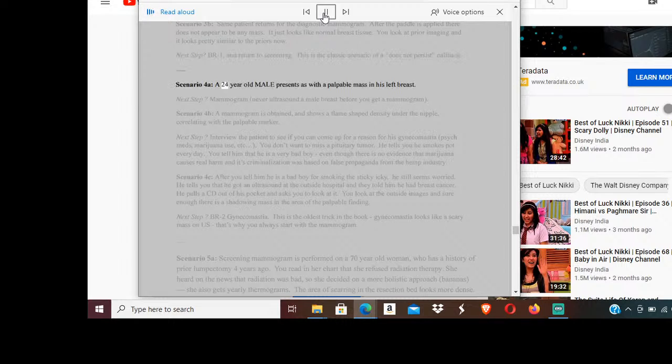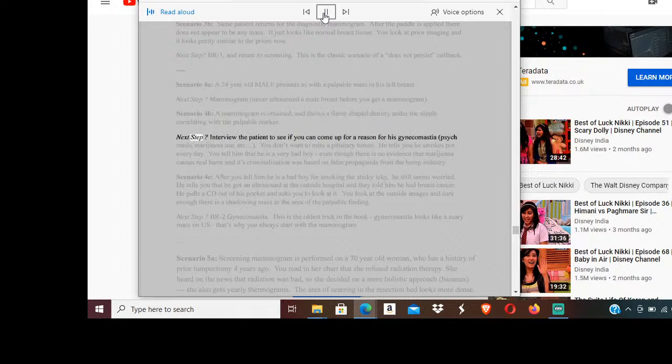Scenario 4A. A 24-year-old male presents with a palpable mass in his left breast. Next step: mammogram. Never ultrasound a male breast before you get a mammogram. Scenario 4B. A mammogram is obtained and shows a flame-shaped density under the nipple, correlating with the palpable marker.